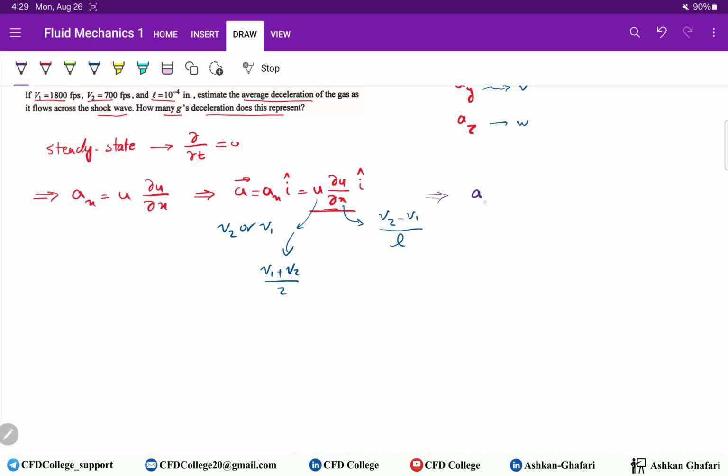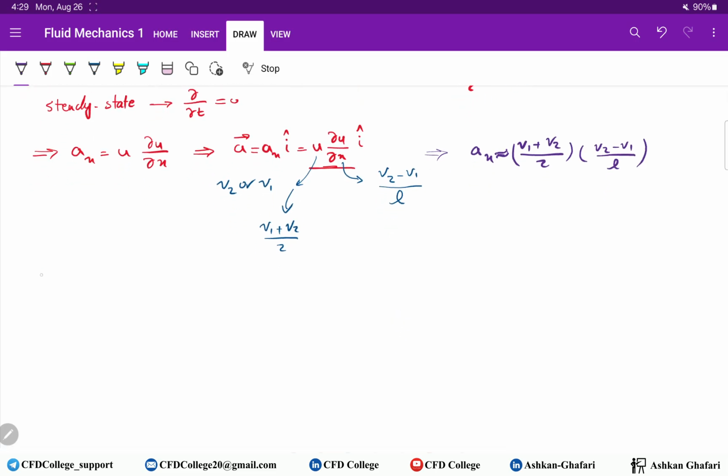So ax equals (v1 plus v2) divided by 2. It's an approximation, times (v2 minus v1) divided by L. And we know the values.